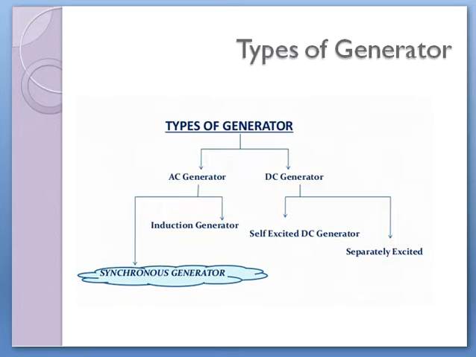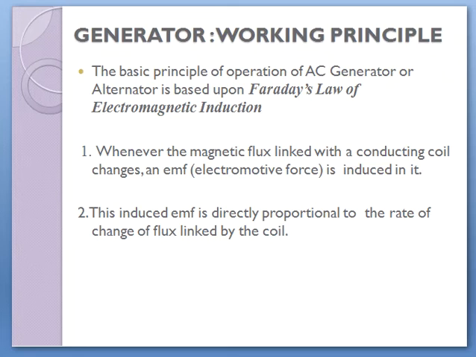The AC generator may be a synchronous generator or an asynchronous generator. Asynchronous generators are also called induction generators. The synchronous generators are those which run at the same speed. So, we will be restricting ourselves to the synchronous generator that is being used in a thermal power plant.